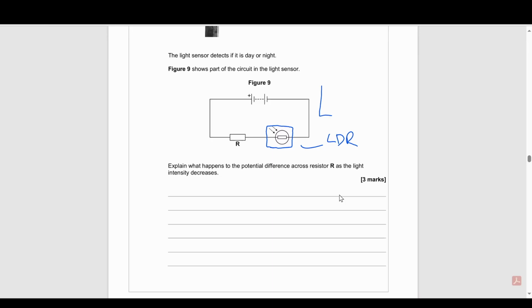Well, we need to remember how the light dependent resistor works. So if we sketch a graph here, and this graph is supposed to have light intensity against resistance. What will happen is as the light intensity is lower, the resistance is higher, but as the light intensity increases, the resistance decreases. So the question has said to us the light intensity decreases. What's going to happen? Well, the resistance in the circuit would increase.